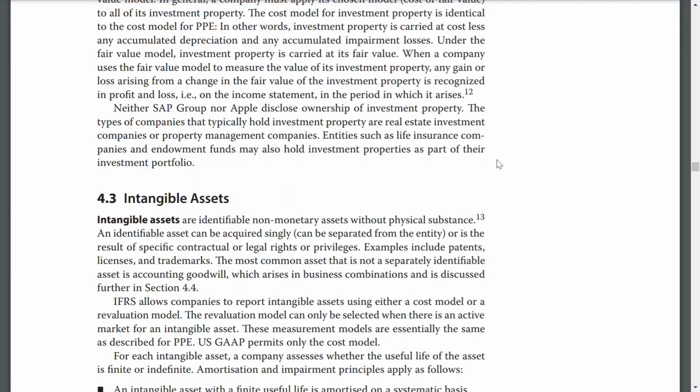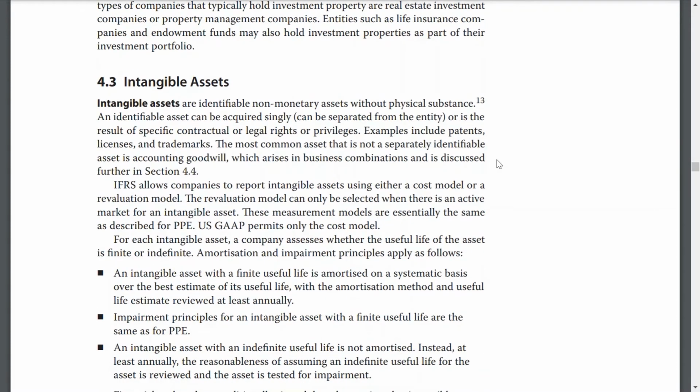Intangible assets. Intangible assets are identifiable non-monetary assets without physical substance. An identifiable asset can be acquired singly, or is a result of specific contractual or legal rights or privileges. Examples include patents, licenses, and trademarks. Goodwill, which arises in business combinations, is discussed further in section 4.4.